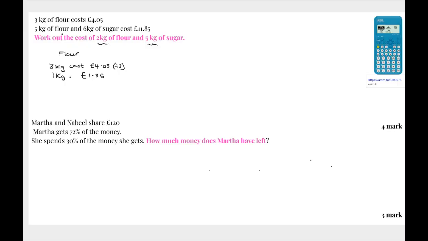So, we have 5 kilograms of flour, so let's just work on that bit. We've got 5 times £1.35 equals £6.75.